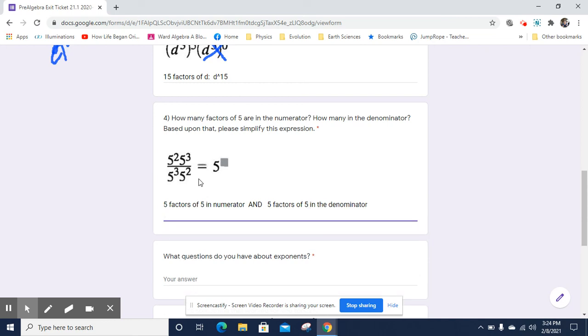And so that means those are going to cancel each other out. That's 5 to the 5th over 5 to the 5th. And you can pretty much immediately see this is going to equal 1. This is going to end up being 5 to the 5 minus 5 power based on the quotient law for division. And that just ends up being 5 to the 0 power, which is 1. And there we go. We've simplified it. I hope that helps.